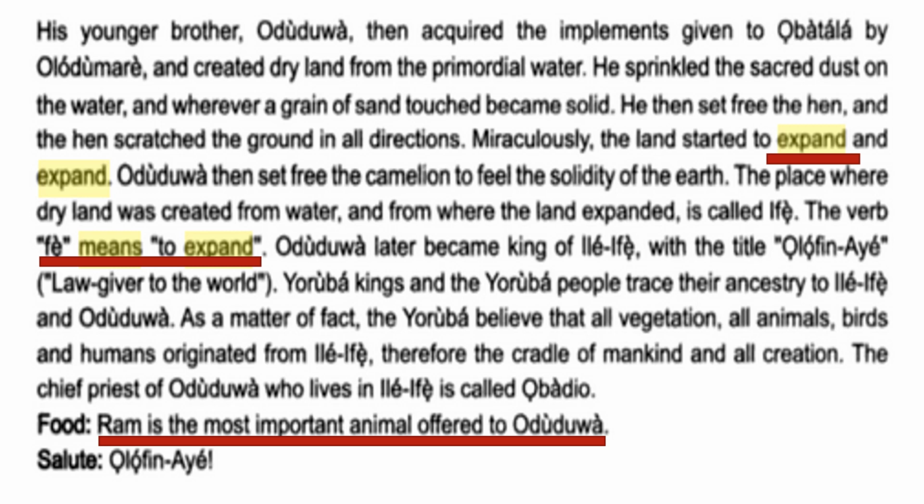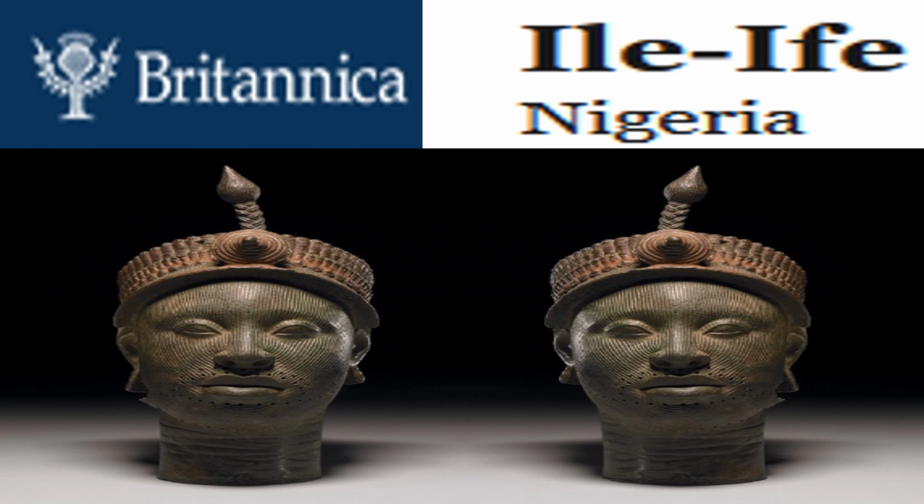It's also interesting to note that the ram is considered the most important animal that is offered to Oduduwa. Now, most people might tend to think of the Ife as only occupying Nigeria. However, you will find individuals all throughout that west coast of Africa, and you will also find Ife, Yoruba people all over the world, consistent with that idea of enlarge and expand.